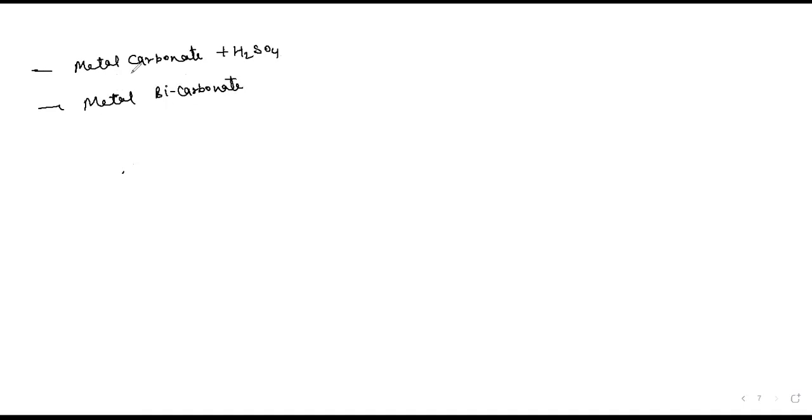So if we react metal carbonate with H2SO4 and metal bicarbonate with H2SO4, two types of reaction actually we can have. Firstly, metal carbonate reacts with H2SO4 and metal bicarbonate reacts with H2SO4. So it forms salt plus water plus CO2. And here also salt plus water plus CO2.